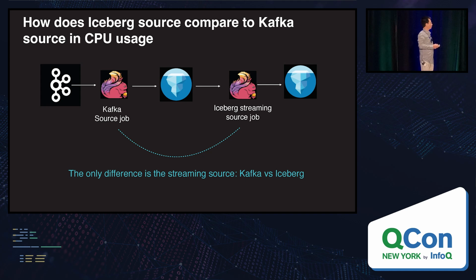Finally, we're going to compare the CPU usage between the Kafka source job and the Iceberg source job. The only difference between those 2 jobs is the streaming source. One is Kafka, the other one is Iceberg. Everything else is pretty much the same.